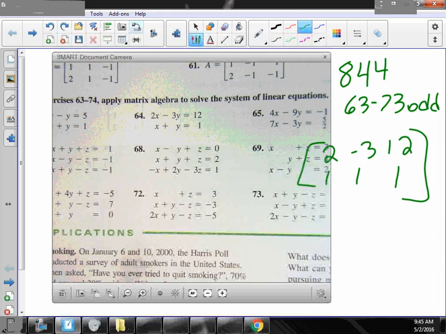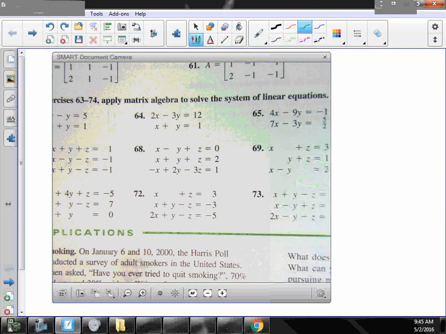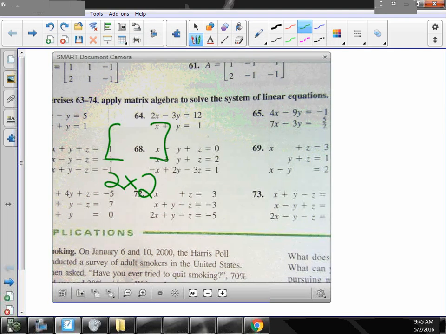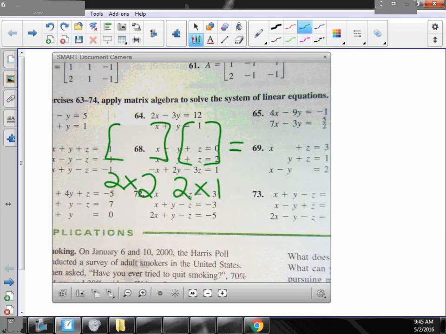Okay? We're going to turn it into a different sort of matrix today. We're going to turn it into a 2 by 2, and we're going to multiply it by a variable matrix that ends up being 2 by 1. And that will give us an answer that is how big? A 2 by 1 matrix that will give us the solutions.